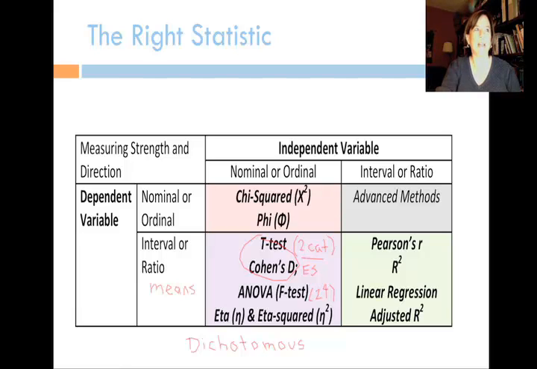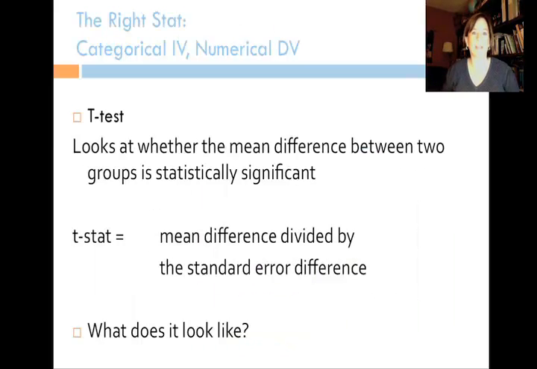So the t-test is designed to tell the researcher whether the mean difference between the two groups is statistically significant, or that the difference is big enough that it couldn't possibly be due to coincidence or chance. In terms of a formula for the t statistic, you can calculate the t statistic by dividing the difference of the means by the standard error difference.